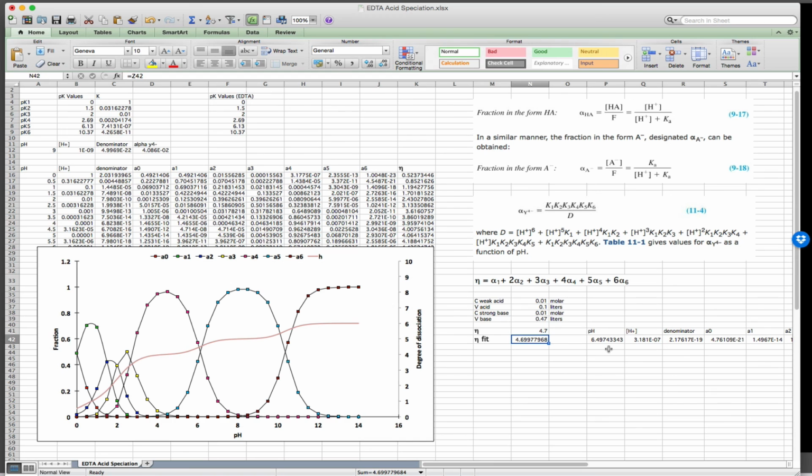So at a pH of 6.497, that would be the pH of a solution if I took 100 mils of 100 millimolar EDTA and titrated it with strong base.